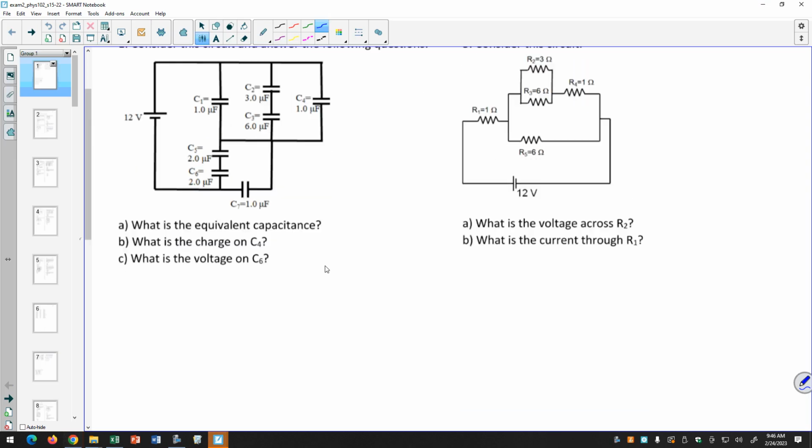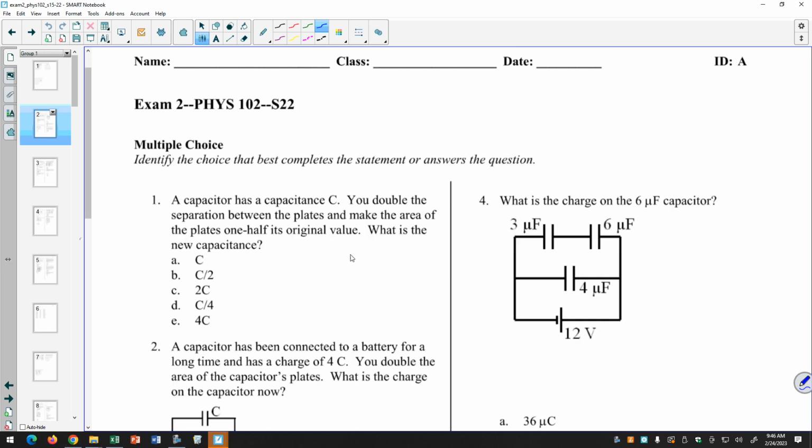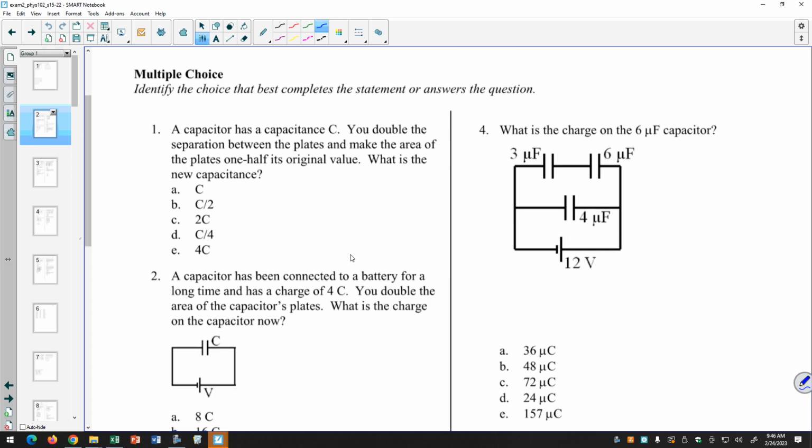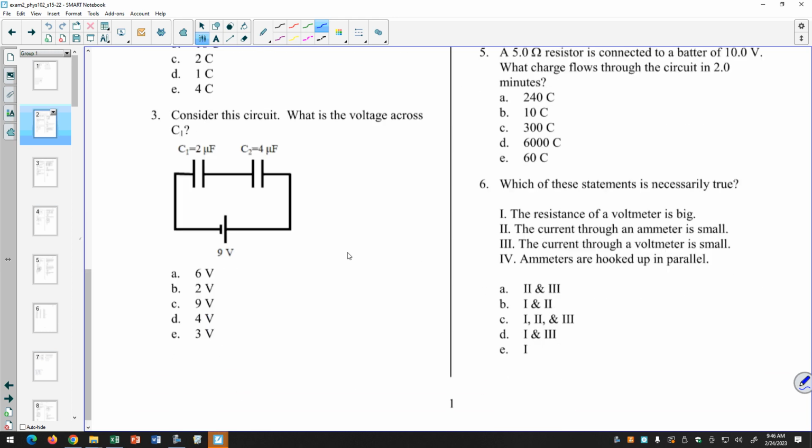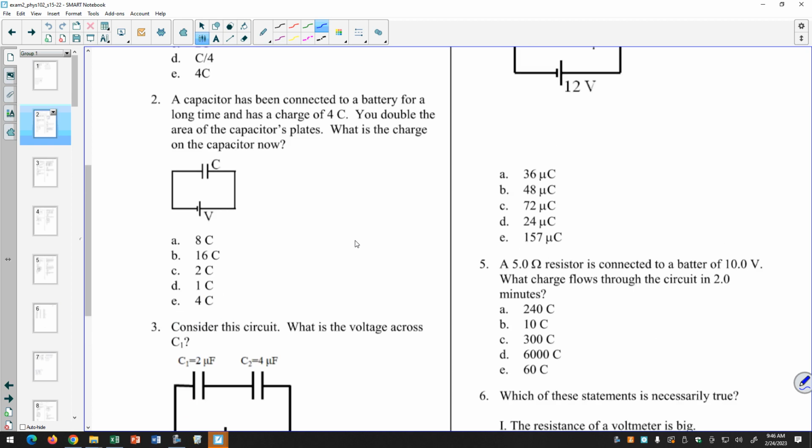Don't worry right now about the free response. We'll do more of those as that time gets closer. But I do want to spend some time just on the circuits. Is that okay? Do a few circuits.